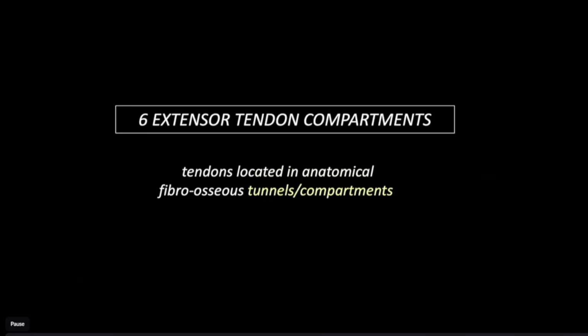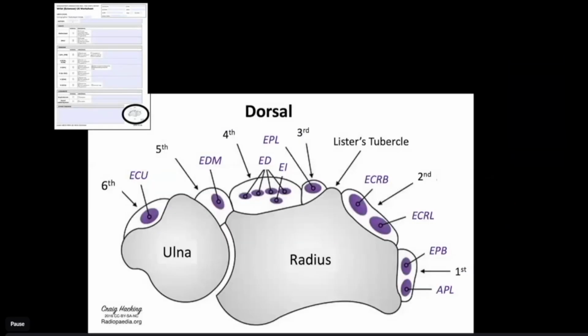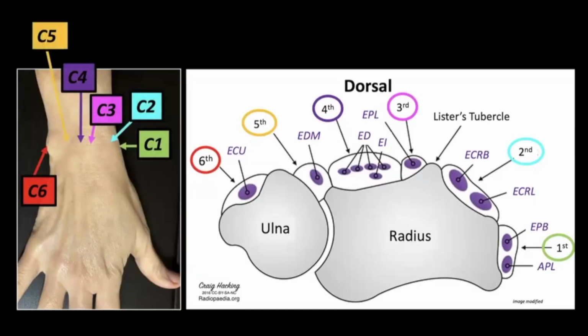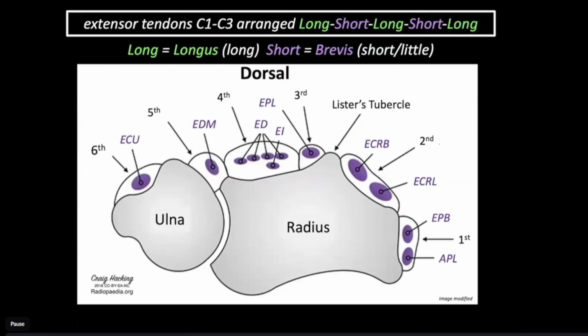I'll move on to the tendons. They are located in anatomical fibro-osseous tunnels or compartments like I described earlier. Our worksheet, we use this diagram from Radiopaedia. I flipped it so that it is going to correlate with my images. From radial to ulnar, 1, 2, 3, 4, 5, and 6. Again, 1, 2, 3, 4, 5, and 6 approximately, if you're looking at your patient. The extensor tendons in compartments 1, 2, 3 are arranged in a long, short, long order.